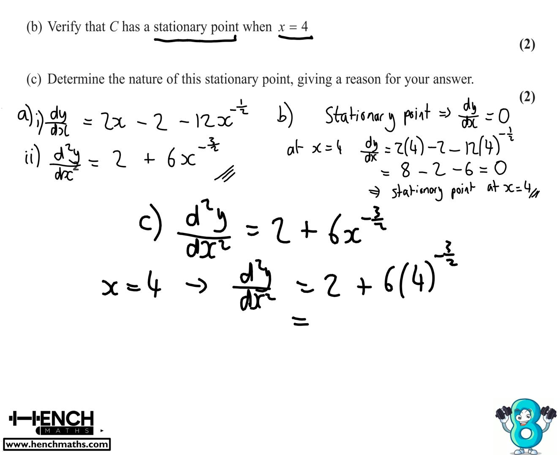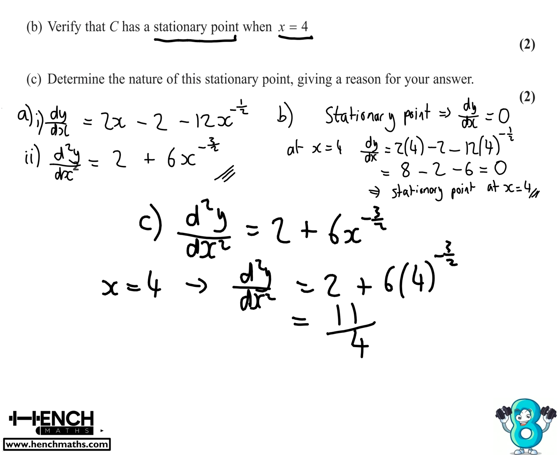And that's going to simplify to, so 4 to the power of 3 over 2, so square root of 4 cubed, so 8. This will be 1 over 8. So this makes 6 over 8, which is 3/4. 2 plus 3/4 is equal to 11 over 4. And the good news is it's a calculator exam, so you can double check that.